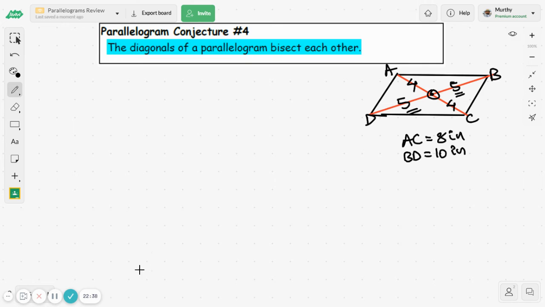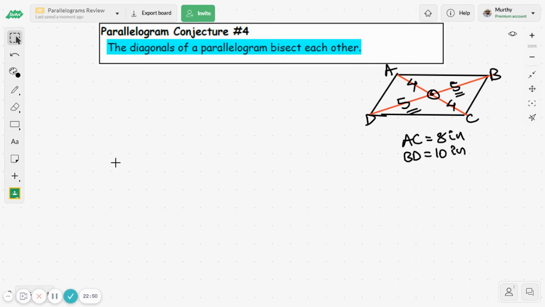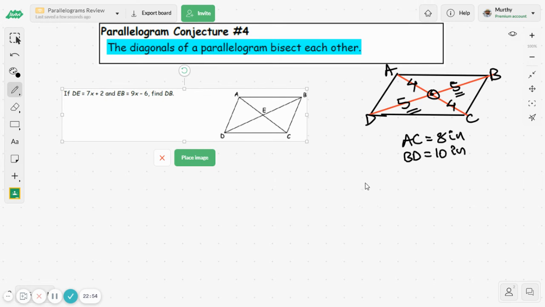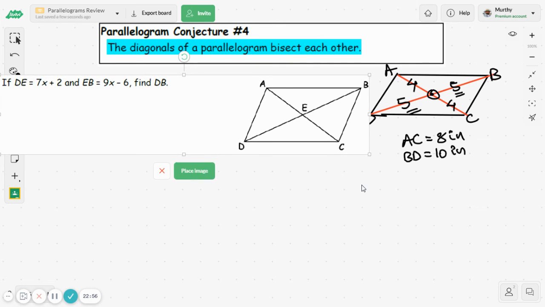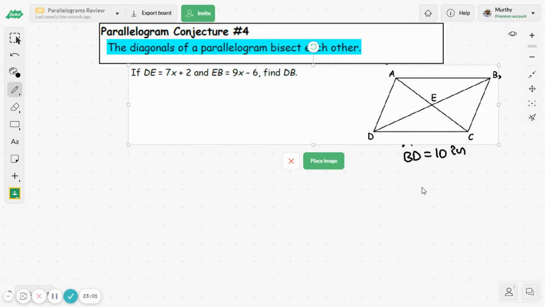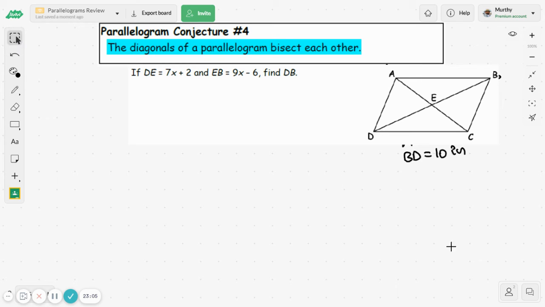Now, let's take a quick example. Oops, I'm sorry. Here is a question. Let it be overlapping on this. No problem, because you understood the meaning of bisection.